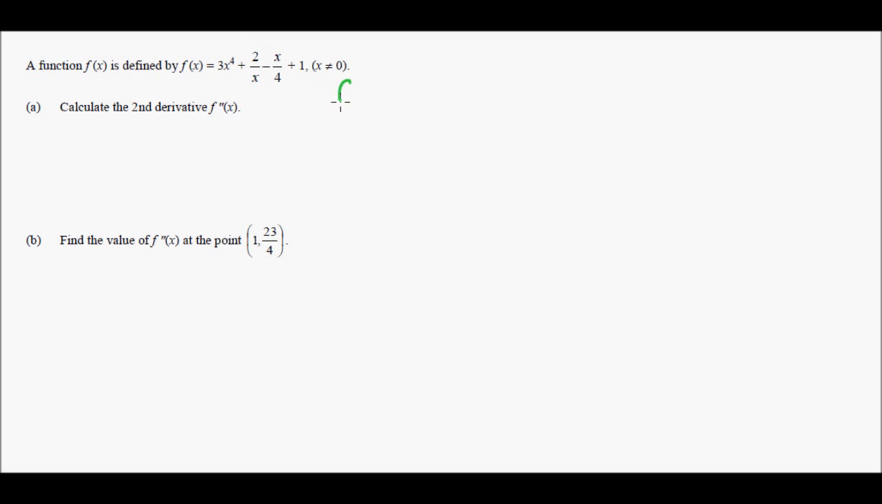Okay, so I'm going to rewrite this first as f(x) equals 3x to the 4th, and then my little trick, I'm just going to make it 2x to the negative 1, since there's only 1 down there. Now, x over 4, okay, that's the equivalent of minus 1/4 x, and then plus 1. Now this is going to be a lot easier to take the derivative when we do this. Okay, so let's take a derivative. 4 times 3 is 12. Take 1 away. 12x to the 3rd. Negative 1 times 2 is negative 2.